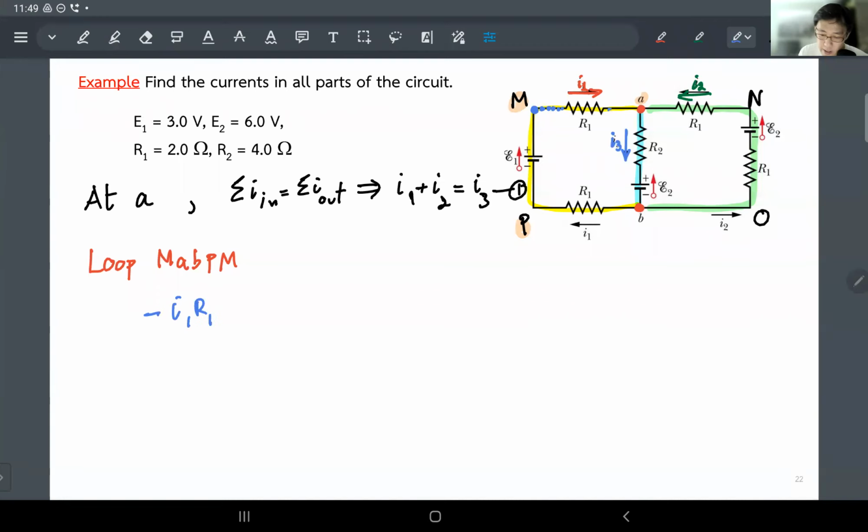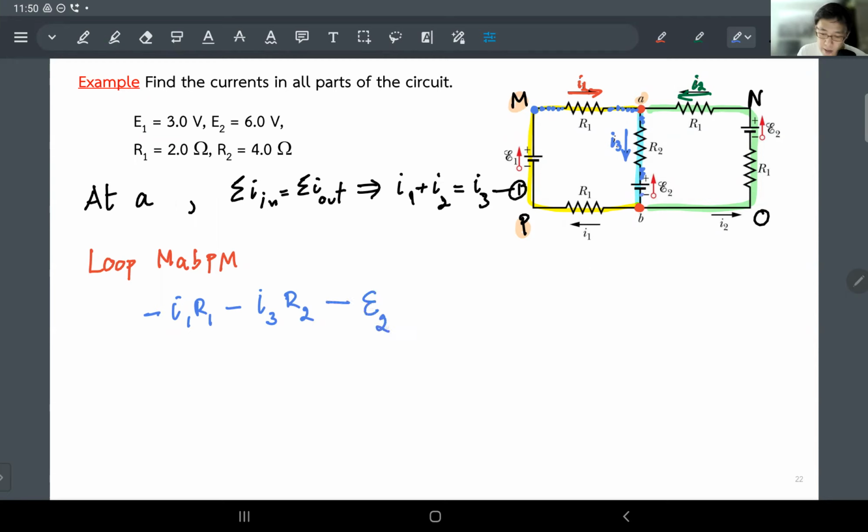Keep going, walking. Now I'm at A. Turn. Now I'm hitting R2, having the I3 current flowing in the same direction. So I'm going downhill, to a lower potential, of I3 R2. Cool. Keep going. Now I hit the positive terminal of E2. So I'm going from positive terminal to negative terminal, to a lower potential. So it's going to be minus E2 there.